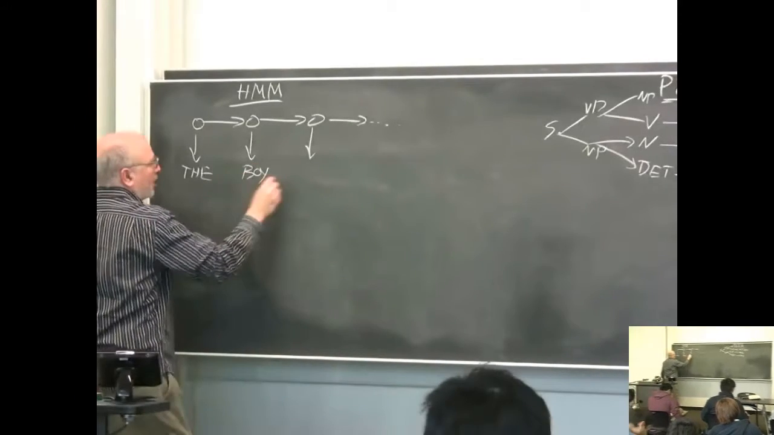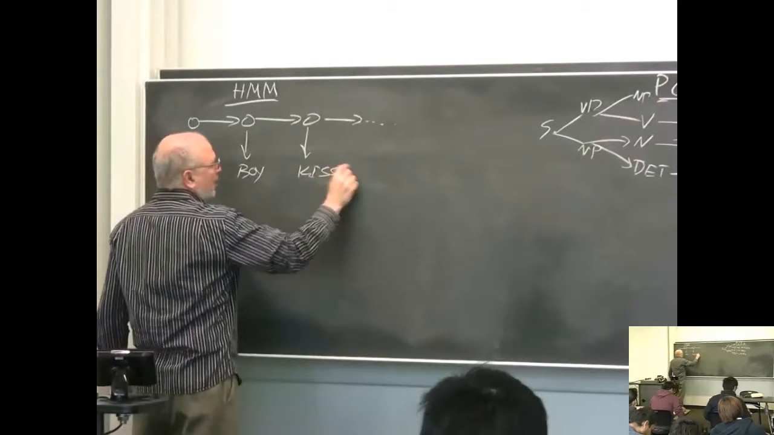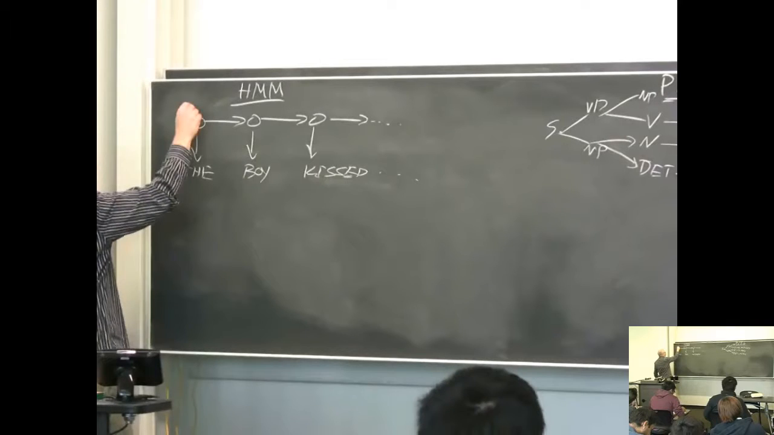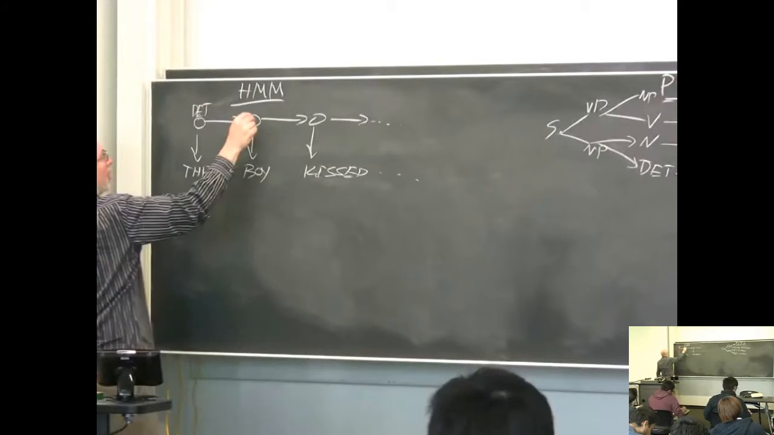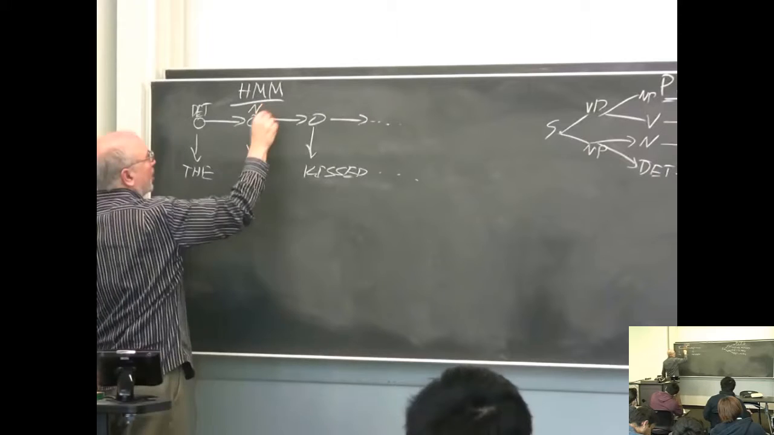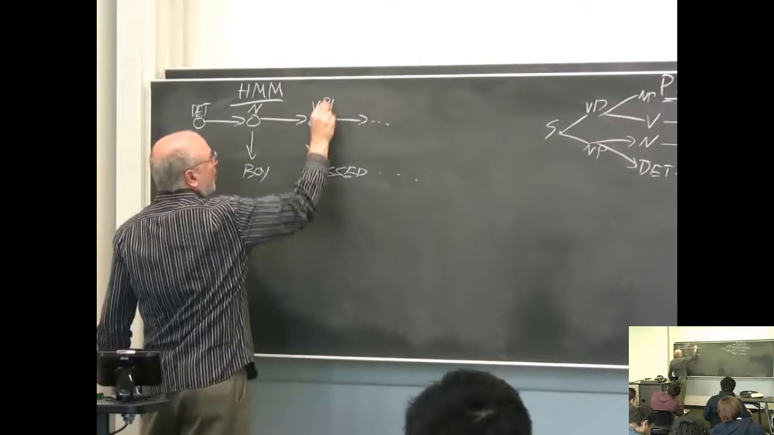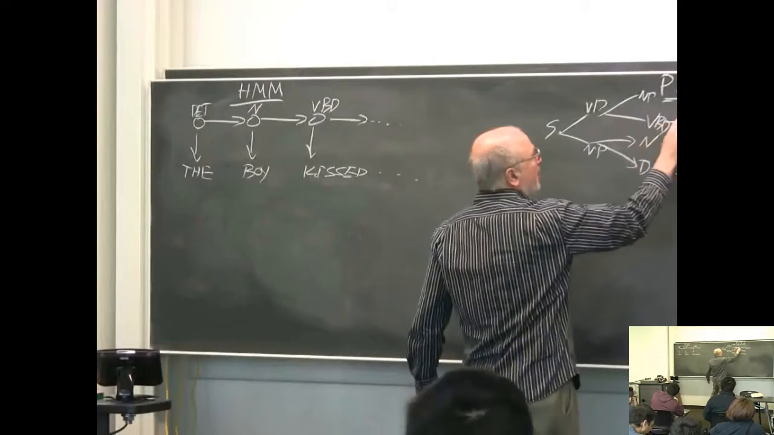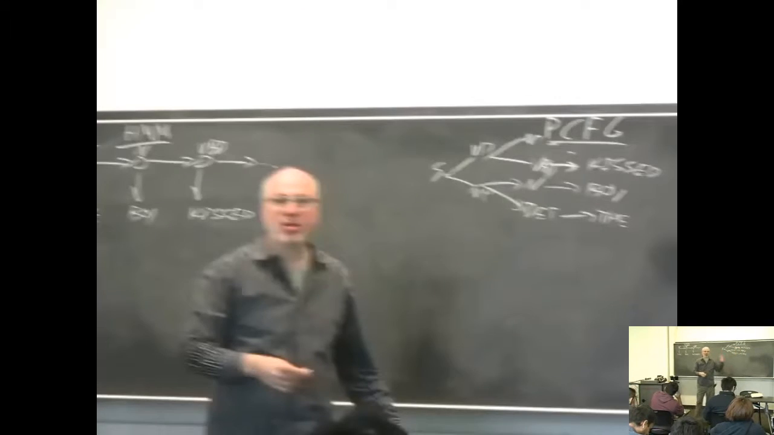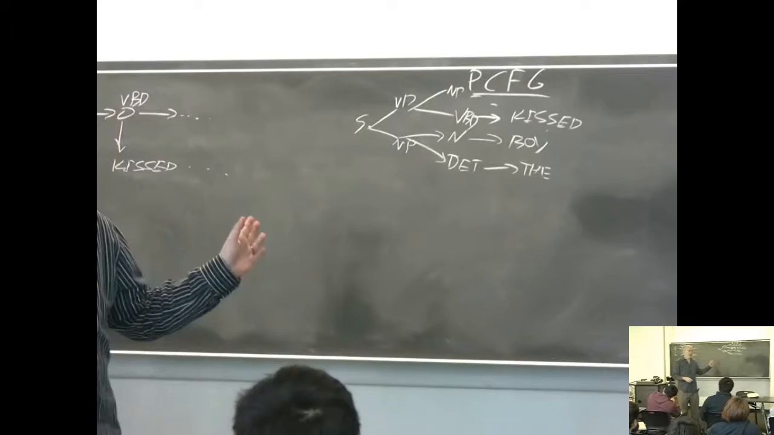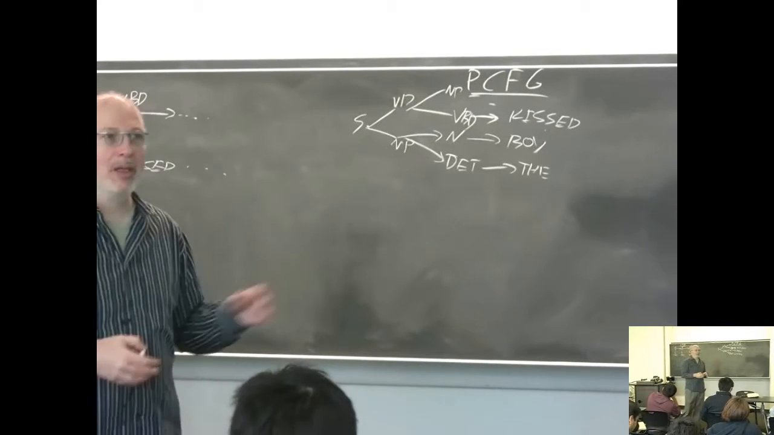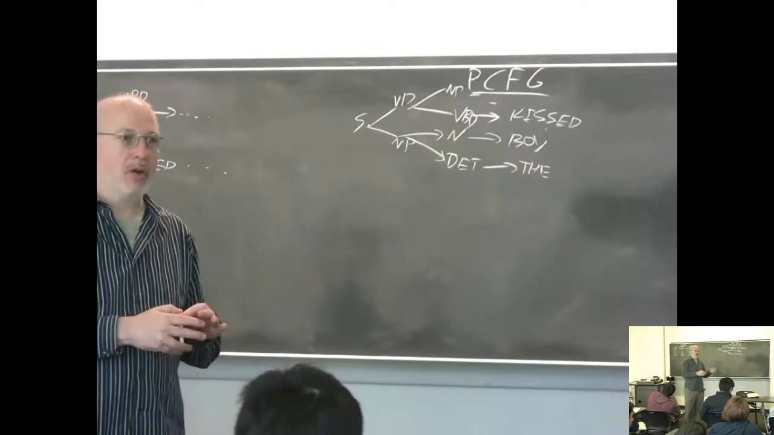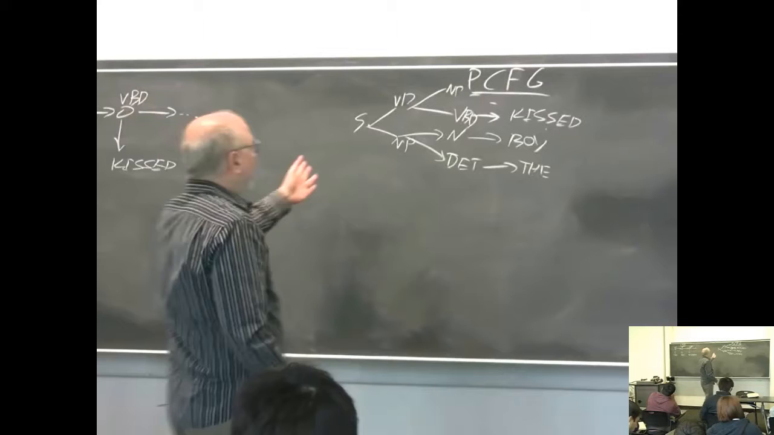And this here will be the boy kissed, and this would be maybe a determiner, a noun, and a verb past. So here it'll be also VBD. So here's an example of a sentence that can be modeled by an HMM, not the left to right. By an HMM as a left to right set of words, or it can be modeled by a tree.